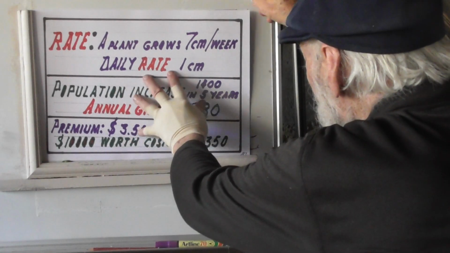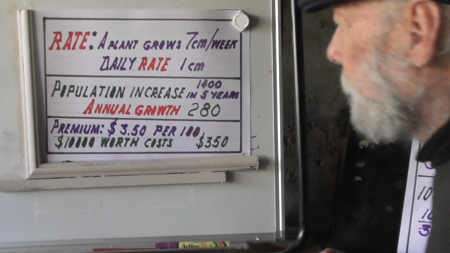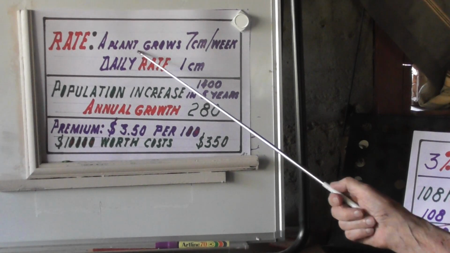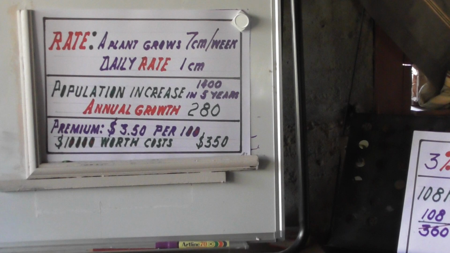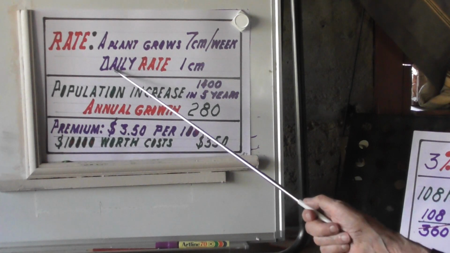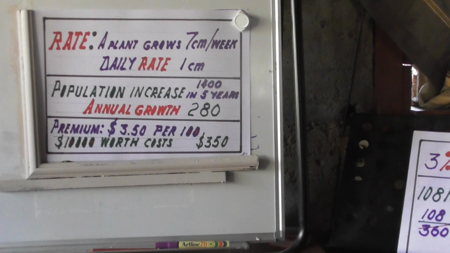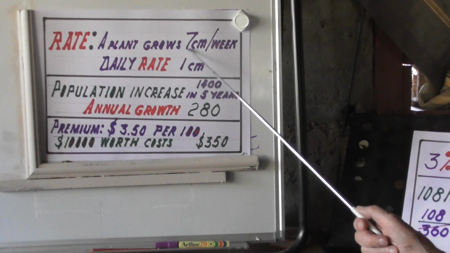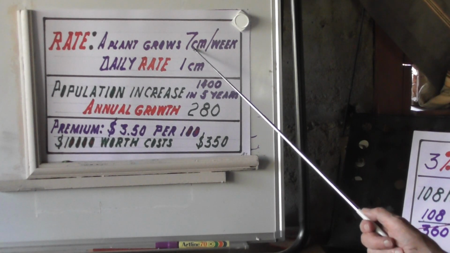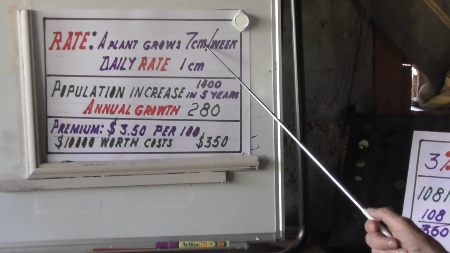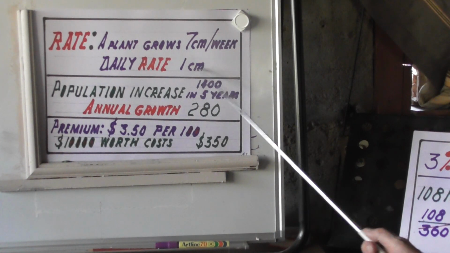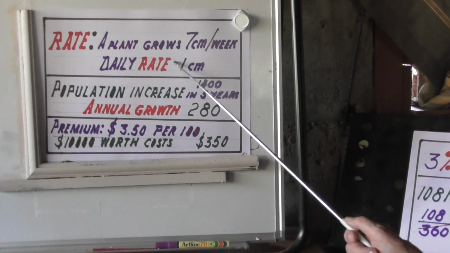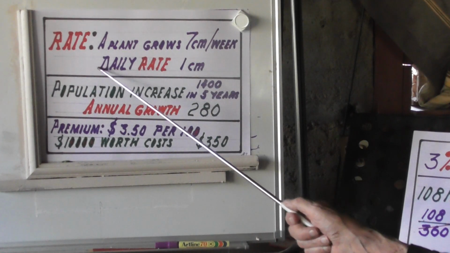Rate, not the council rates, no. A plant grows 70 centimeters in a week. And we say then that the daily rate, that's 1 day, so it grows 7 centimeters in 7 days. So that is 1 centimeter in 1 day. That is the daily rate.